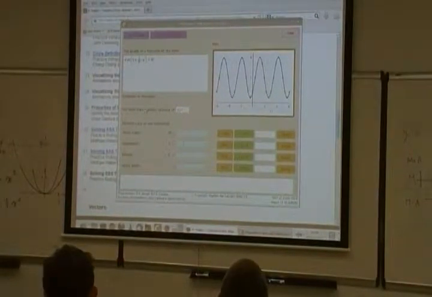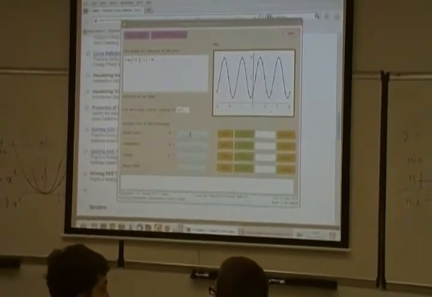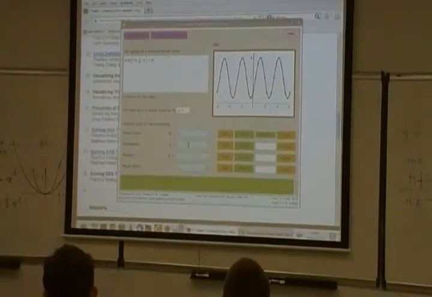And there's a graph. What is the vertical center line on that graph? 5. That's the median. M is 5. And I will check it. What is the amplitude of this? 4.